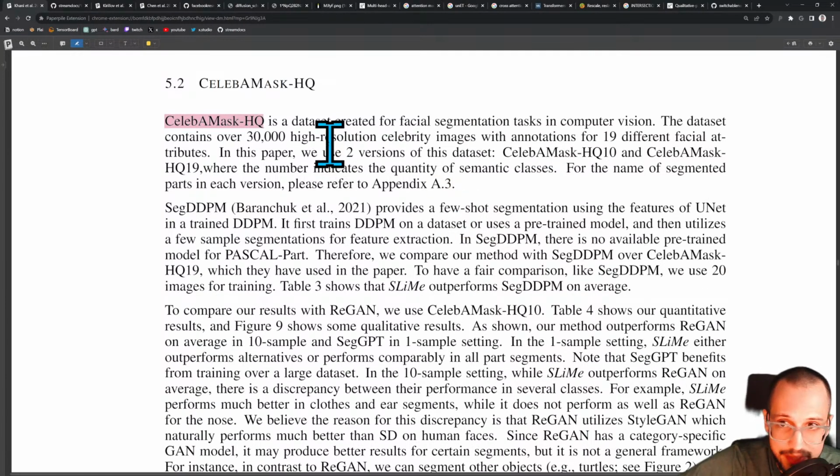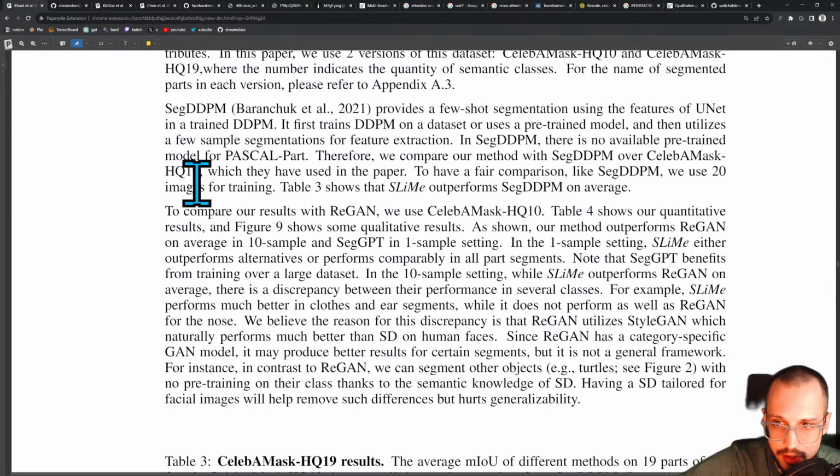Okay, so now they do the same thing with CelebAMask-HQ. They're going to be comparing to SegDDPM. Table 4 shows our quantitative results. As shown, our method outperforms ReGAN in the 10 and 1 sample setting. In the 10 sample setting, SLiME outperforms. There's a discrepancy between their performance in several classes. Yeah, it's like class-specific performance. SLiME performs much better in clothes and ears, but did not perform well for the nose. That's kind of a weird one.